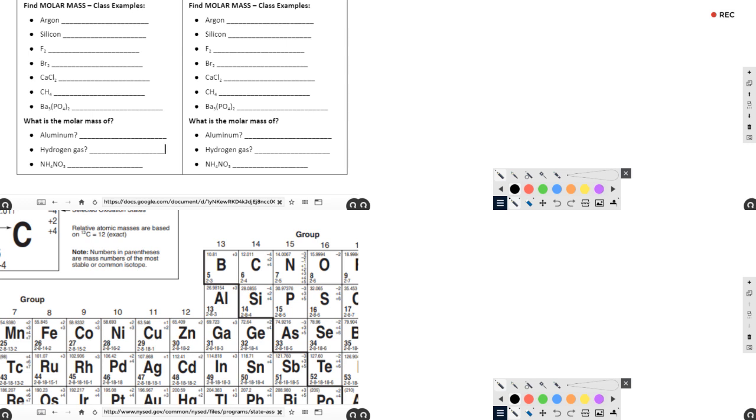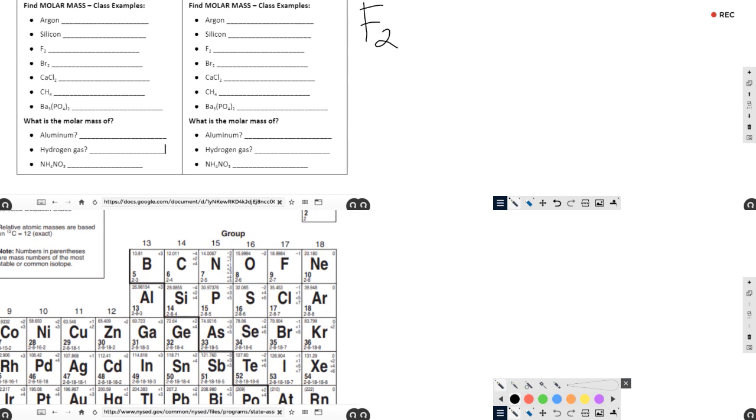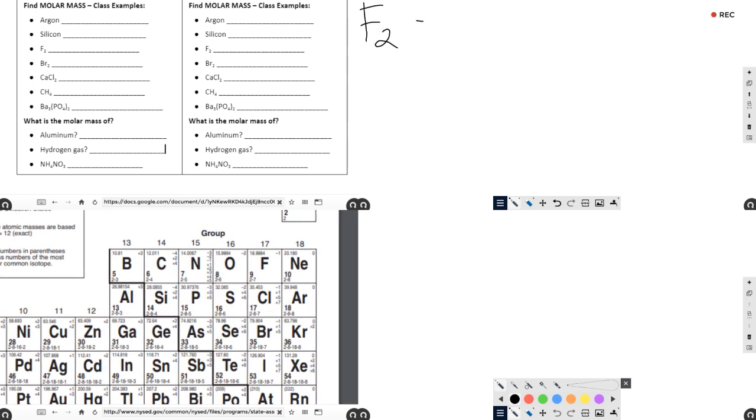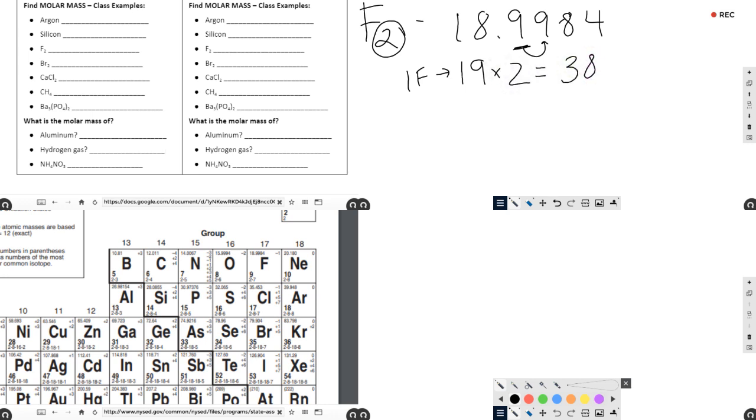All right, the next one is F2. That's because fluorine is a diatomic element, okay? So 1 fluorine is 18.9984. So I'm rounding to tenths. Look here. Well, I round up. So this actually becomes 19. And I don't have to write the 0.0 because that does not affect the math at all. So this is the 1 fluorine is 19. But how many fluorines do I have? 2. So I have to do 19 times 2, which is going to be 38 grams per mole.